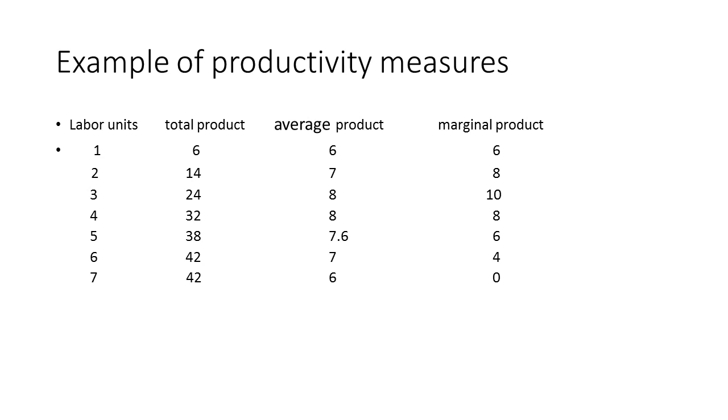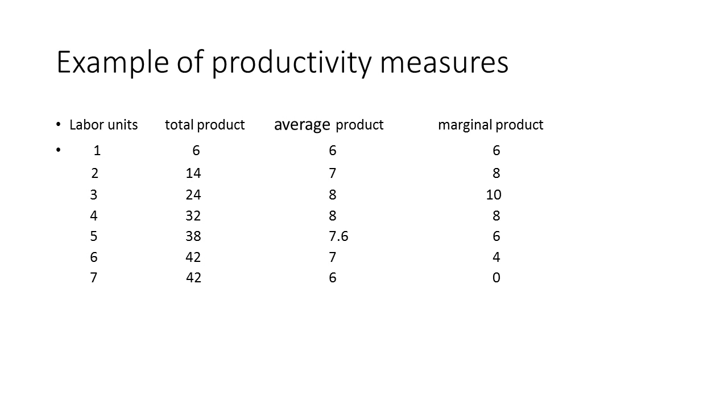On the other one, though, you'll notice that it's called marginal product. Marginal product is the product we get from hiring one more unit of labor. So again, 0 input means 0 output. That first worker gives us 6 units of output. Hire a second one. Well, that goes from 6 to 14, so our marginal product is 8. The third one, 24 from 14 is 10.